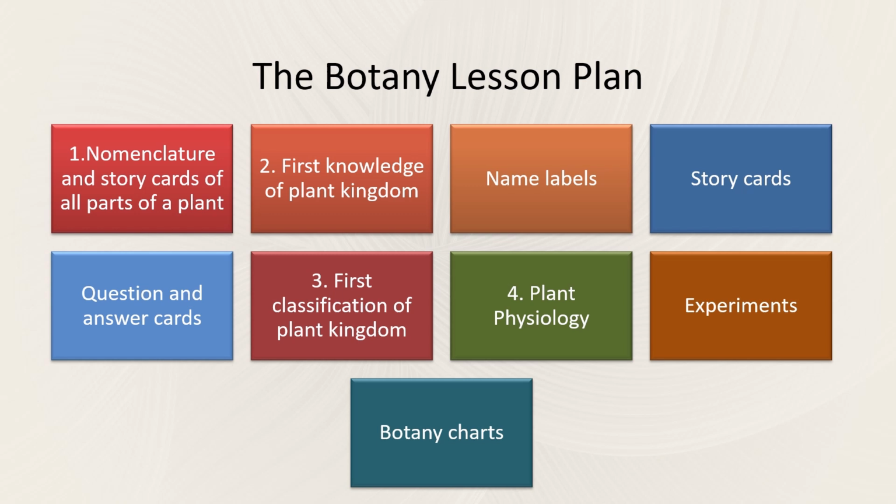The Botany Lesson Plan. First comes nomenclature and story cards of all parts of a plant. Second, we have the first knowledge of plant kingdom, which is done with labels, story cards, and question answer cards. Then the third is the first classification of the plant kingdom. Fourth comes plant physiology with experiments and botany charts.